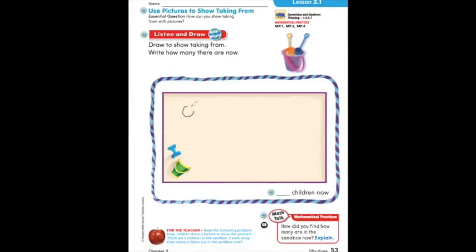So we're going to use stick figures to draw 5 children. So here's 1, here's 2, now here's 3 children, four children, now there is 5 children.